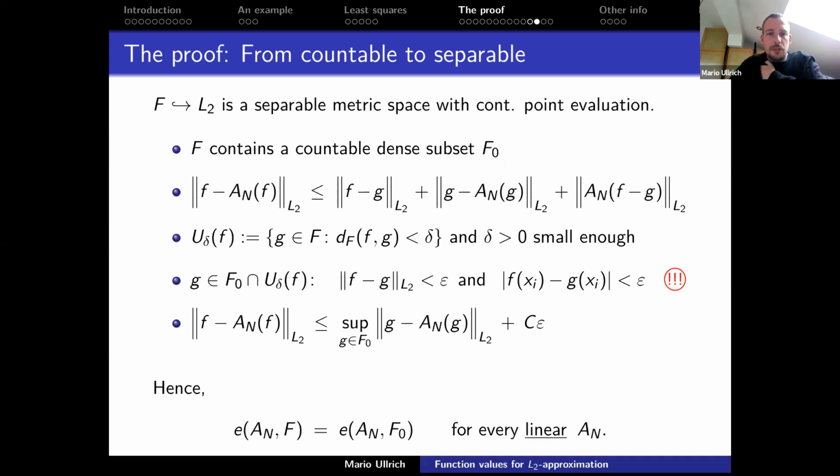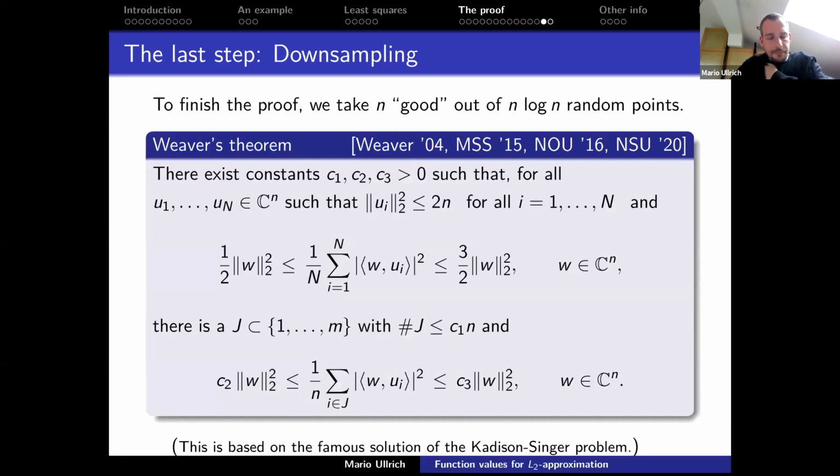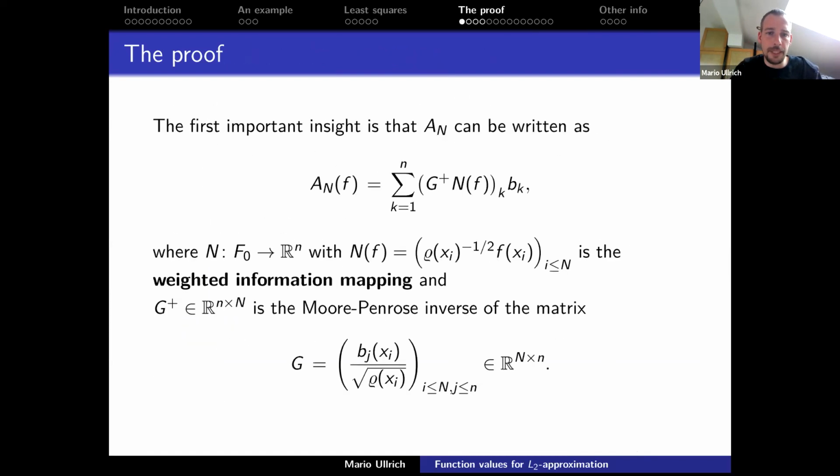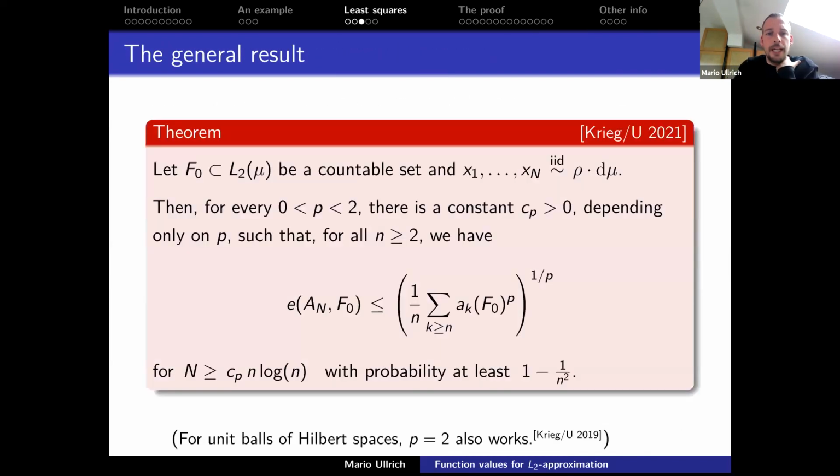Yeah, maybe I skip these two parts with the countable set. Let me give you some comparison again. Maybe I give you the result. So what is the result we just proved? We proved that if we take n samples, which are of the order n log n, then we can reach almost the optimal error, right?